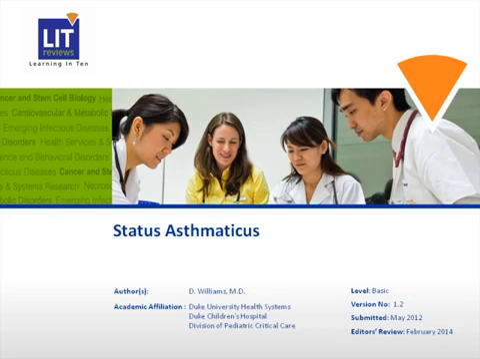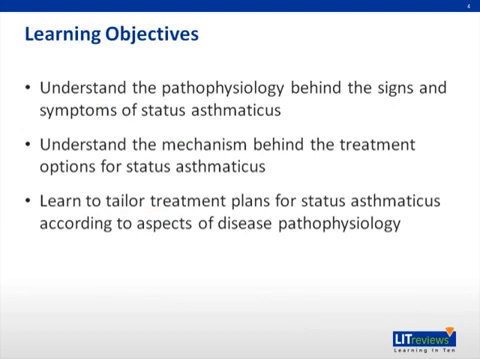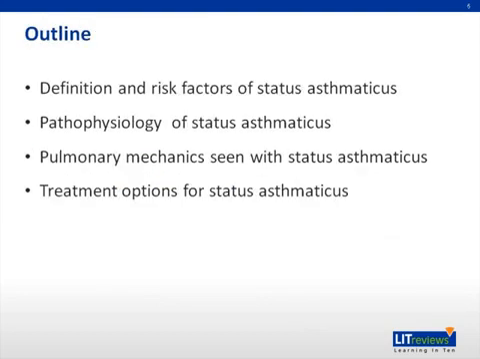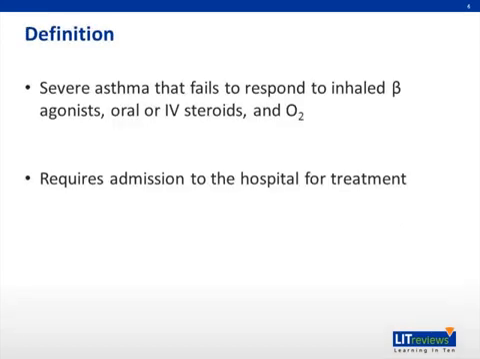Today we're going to be talking about status asthmaticus. Status asthmaticus is defined as a form of severe asthma that fails to respond to inhaled beta agonists, oral or IV steroids, or oxygen. This will usually require the patient being admitted to the hospital for their treatment.